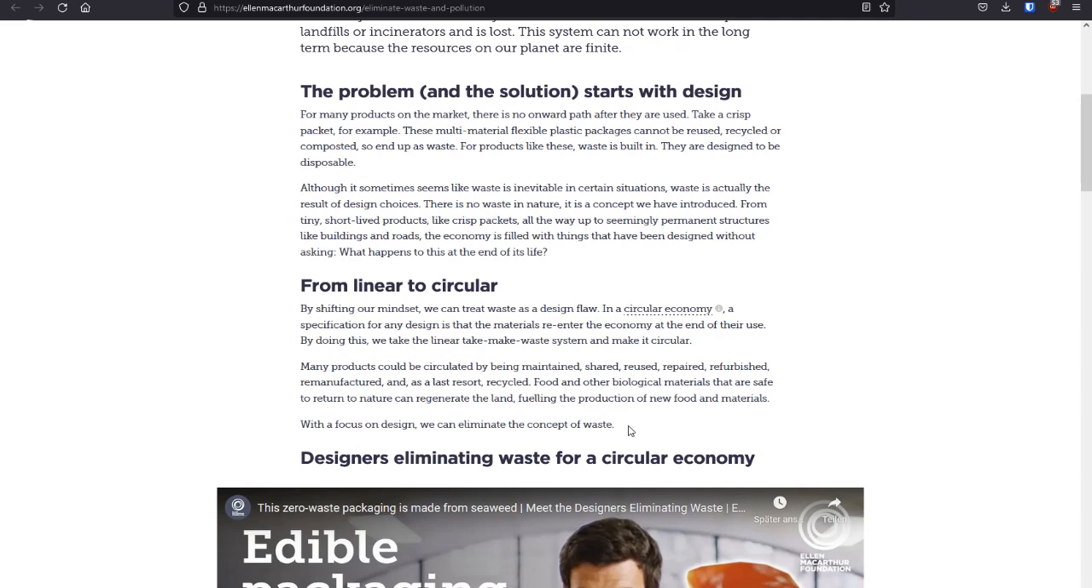So with focus on design, we can eliminate the concept of waste. Yeah, the concept of waste, because waste is actually nothing real. We've invented that ourselves. Waste is just resources used inefficiently. Or, as we always said in waste management, the best waste is no waste. Okay? So what do we mean here with designing out waste?